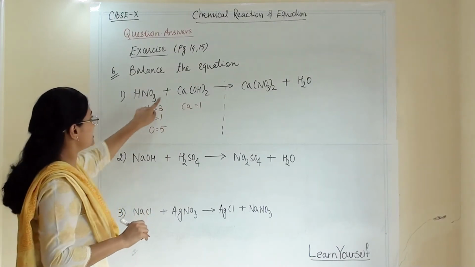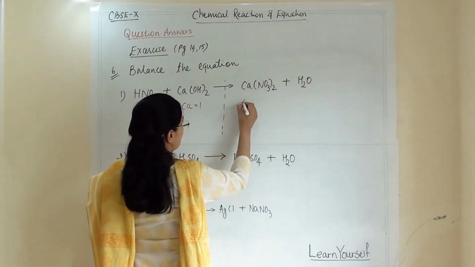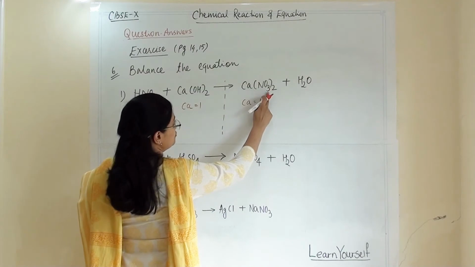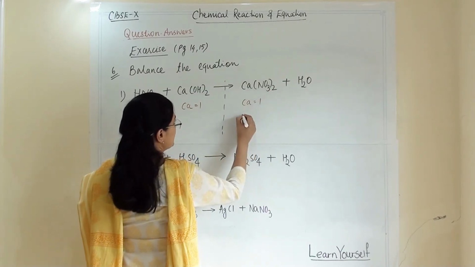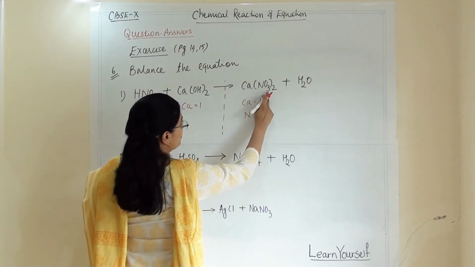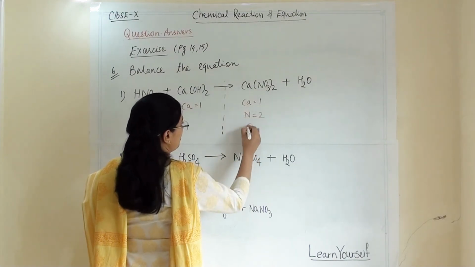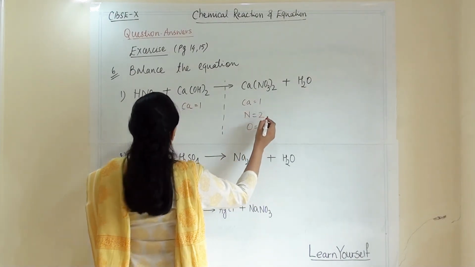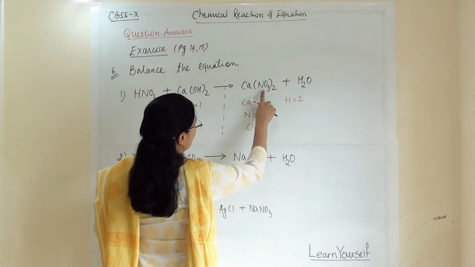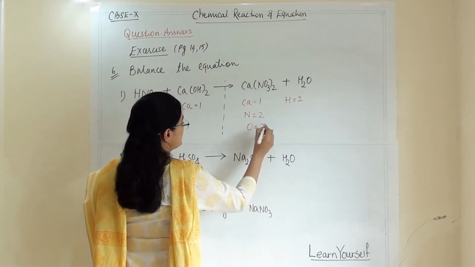So nitric acid plus calcium hydroxide will give us calcium nitrate. So how many calcium is there? 1. Nitrate is 3 into 2. So 6. So nitrogen is only 2 and oxygen are 6. Whereas the hydrogen are 2 and this 6 oxygen plus 1, so 7 oxygen.